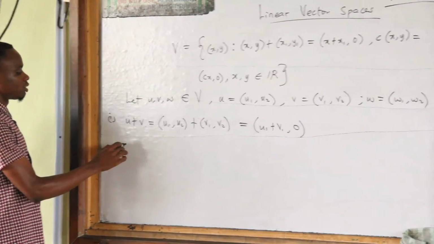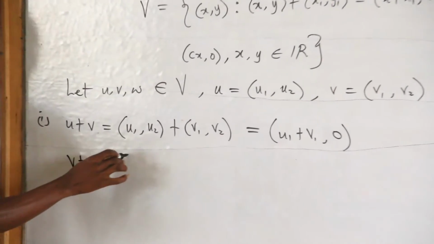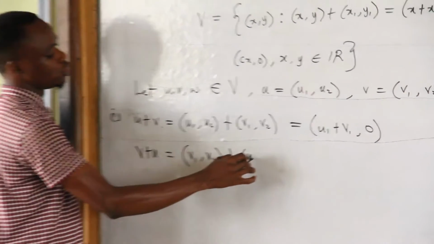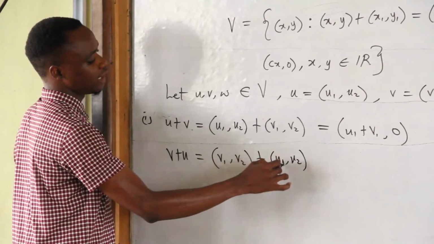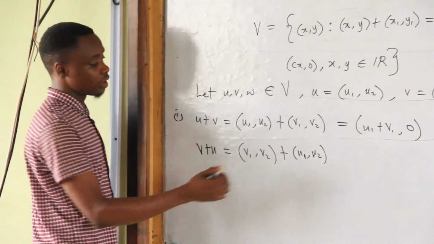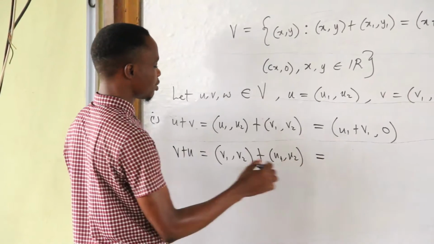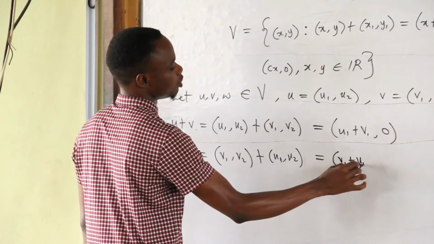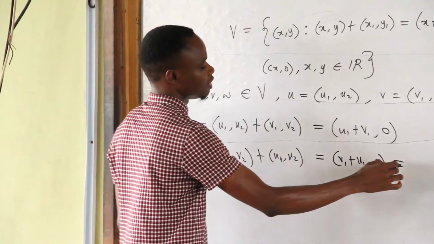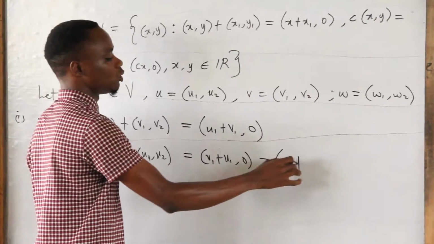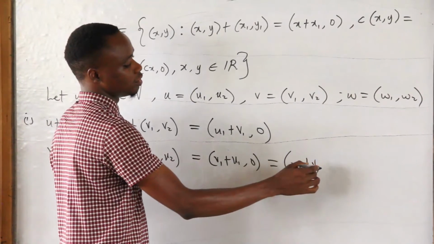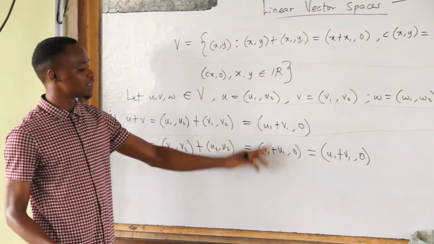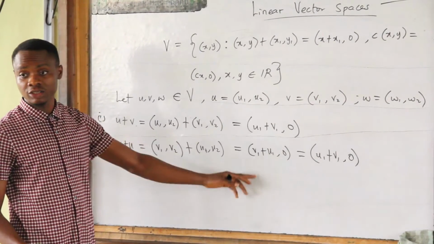Alright, then the next thing is to do V plus U and check if they are equal. V plus U will be (V1, V2) plus (U1, U2). Based on our result again, this will be (V1 plus U1, 0). Obviously, this is the same thing as (U1 plus V1, 0). Do you understand that? What I have here is the same thing as what I have here.